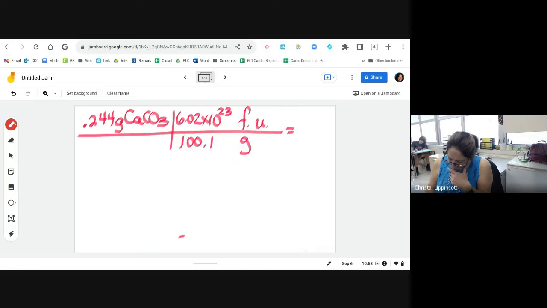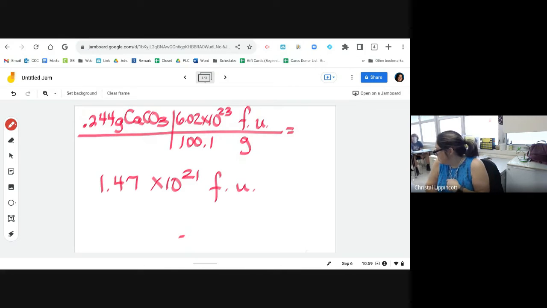All right, so I ended up, how many sig figs in my answer? 1.47 times 10 to the 21st formula units. Remember how to do these? I do. Okay, all right. So that takes care of that guy. The rest of that is going to be homework for tonight.